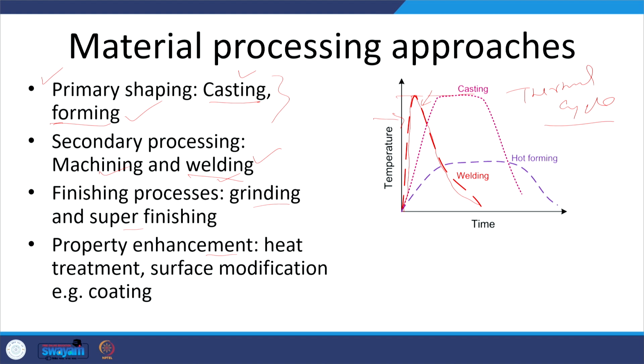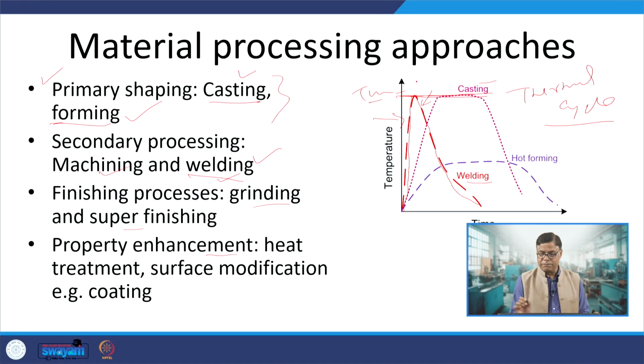Similarly, for casting the rate of heating is relatively low, then the high temperature is maintained for a longer time, okay, and then the rate of cooling is also low. So, both welding and casting involve fusion. So, the metal is heated to a little higher temperature above its melting temperature, say this is the melting temperature, okay.